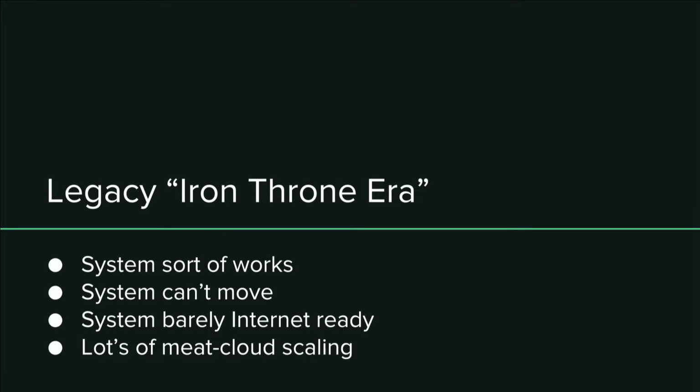So the first one is the Iron Throne era. Now, this is an era where systems sort of worked. And sometimes you can move the applications. Some of them are sort of internet ready, or we pretend that they are. And there's a lot of meat cloud. There's a lot of human beings involved in these processes and practices to get any of this era of technology modernized. But it is difficult, as Circe has lost her children, so anything from this era is usually a very, very touchy subject.